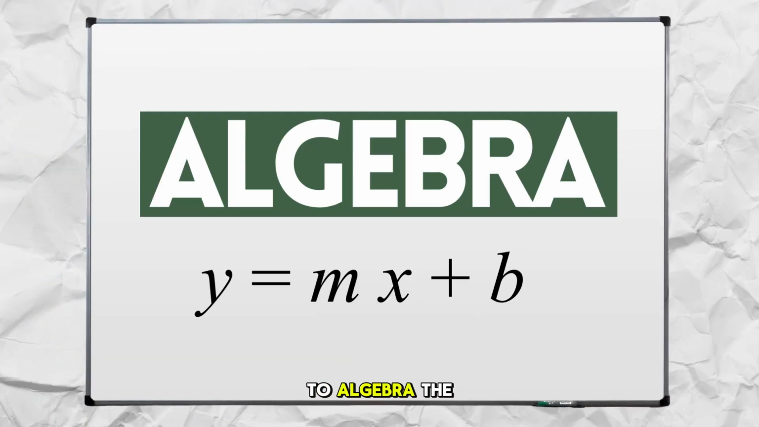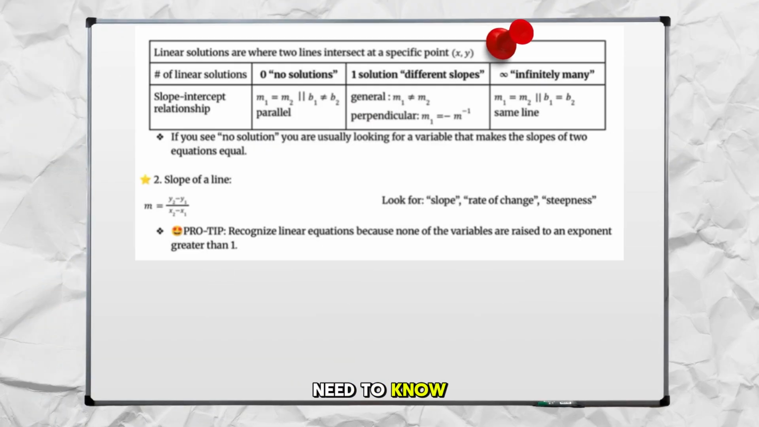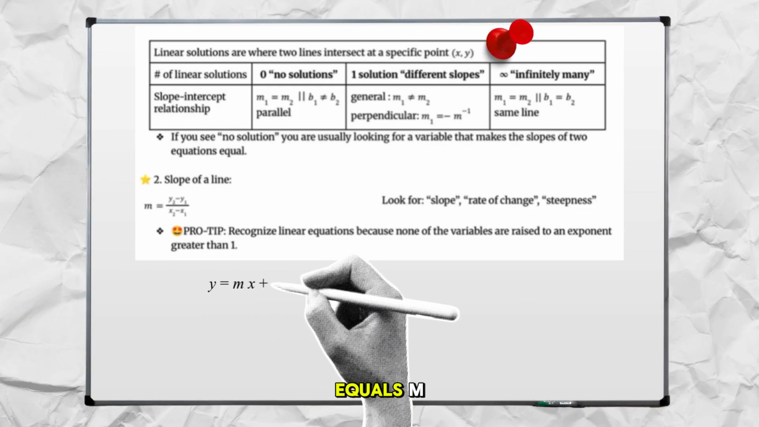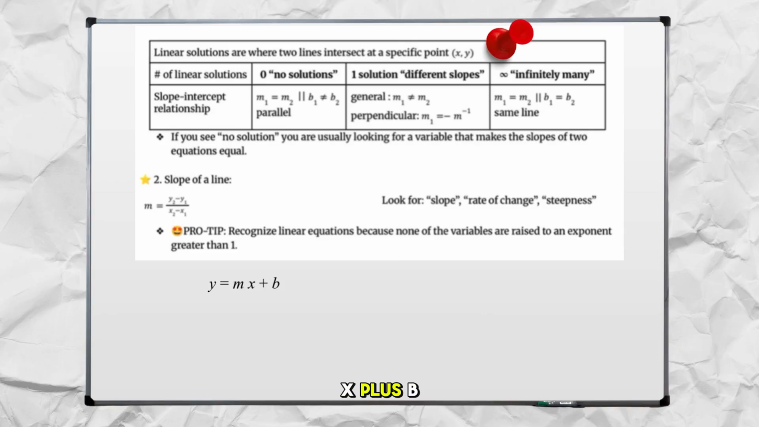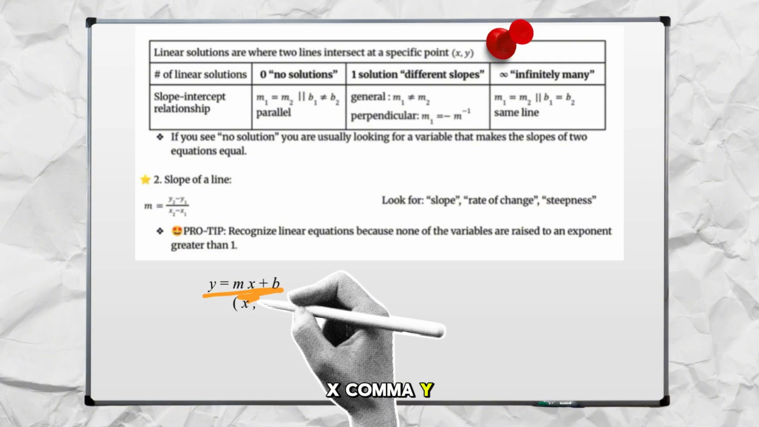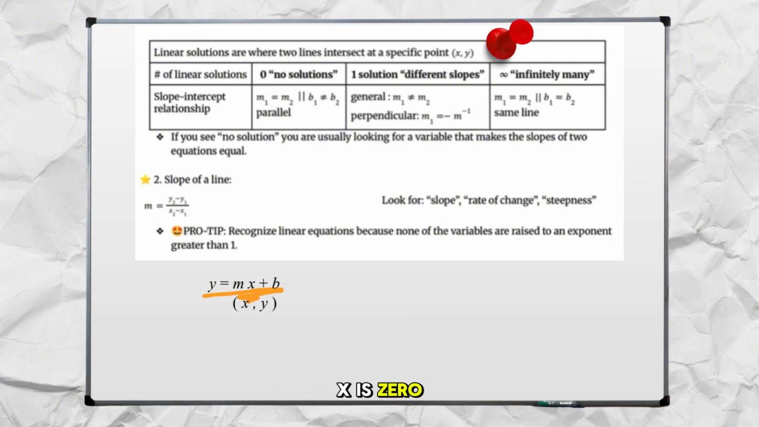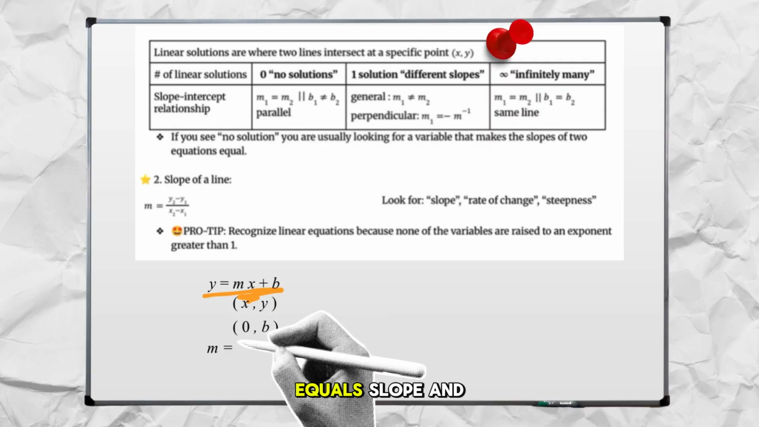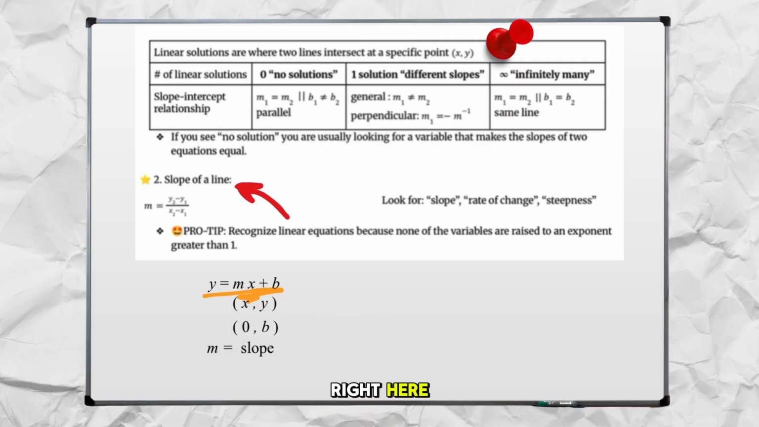When it comes to algebra, the base thing that we're going to need to know is that y equals mx plus b. X and y are coordinates of an ordered pair, so that is to say it's (x, y). b is the value when x is 0, and m equals slope, the slope of a line.